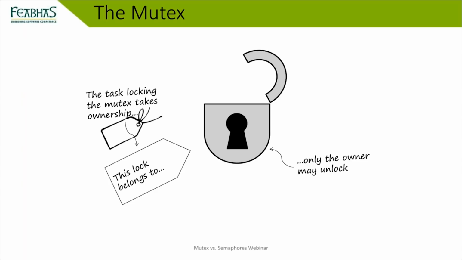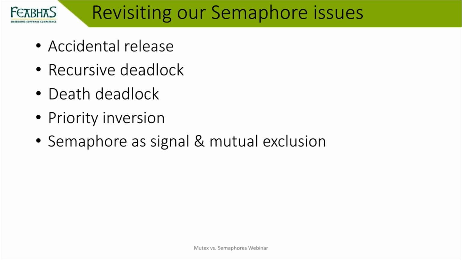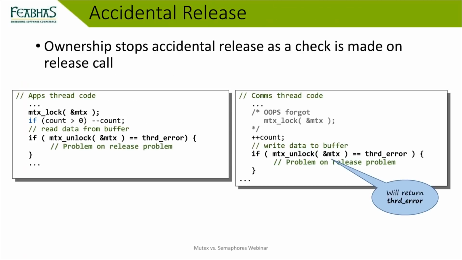So if we go back and revisit those 5 issues again in the context of using a mutex for mutual exclusion rather than a semaphore, the most important one is that we can't get this accidental release. If we try and unlock a mutex that we didn't lock, then we'll get an error code. As long as we're writing our code as it's shown on the right here, in the comms thread, and we're checking our return values from our unlock, then we'll clearly be able to see there's been an error on release. So we would hopefully catch that very early in our testing phase and certainly not let it propagate out to production code.